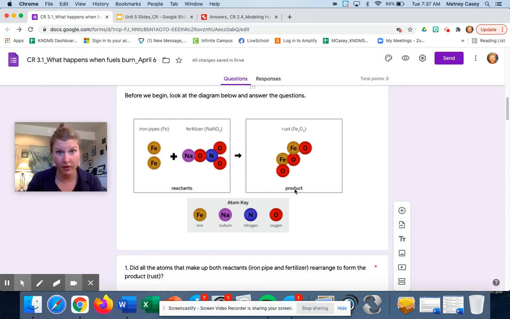So just again, a refresher here. Reactants are the starting substances. In a chemical reaction, two substances come together. Those atoms that make up those groups break apart. They rearrange to form new formations to form a product over here.